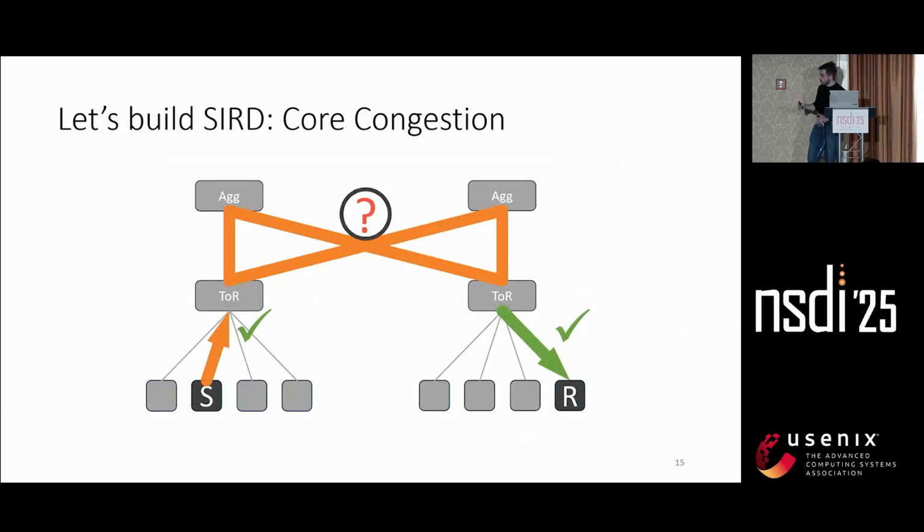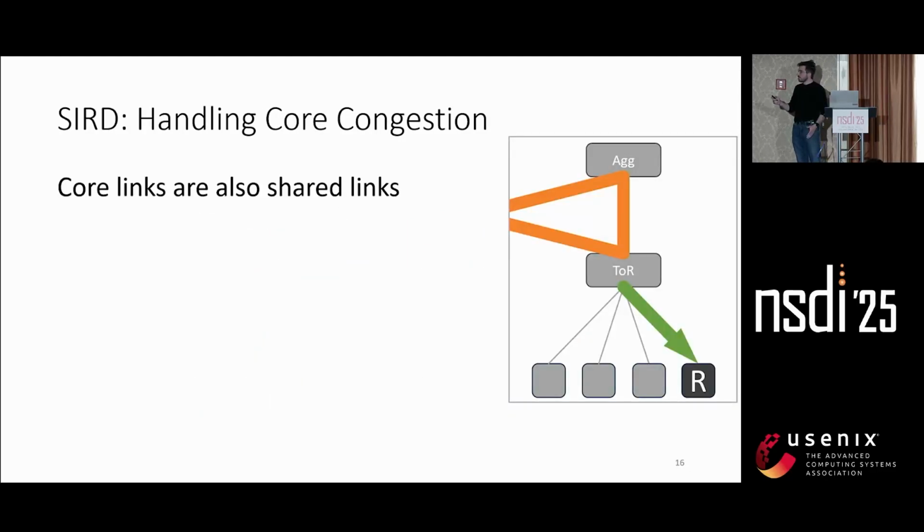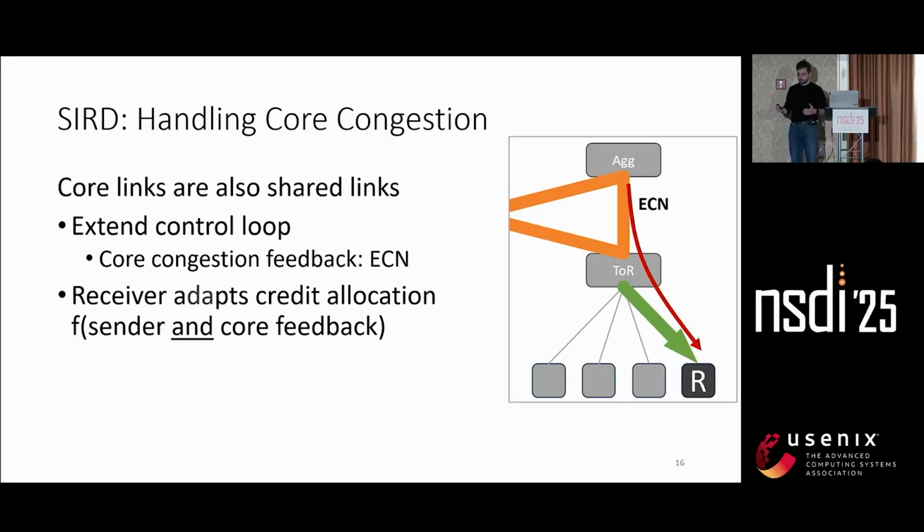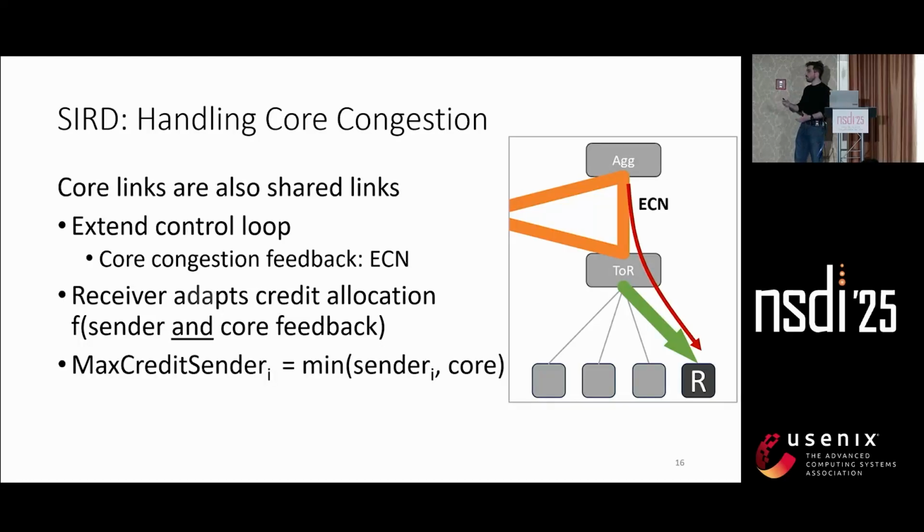So we covered sender uplinks and receiver downlinks. Let's cover how SIRD handles core congestion. This one is simple because SIRD treats core links the same way it treats sender links, because all of them are shared by receivers. We extend the same control loop we have for senders for the core. And effectively, the ECN feedback propagates from the core to receivers, and then receivers adapt their credit allocation as a function of both sender congestion and core congestion. And of course, they do so based on who is most congested.